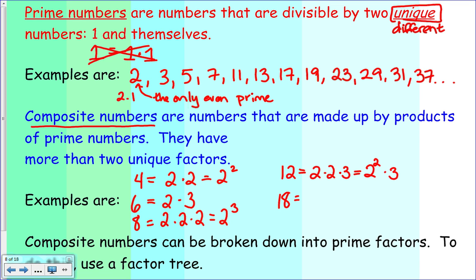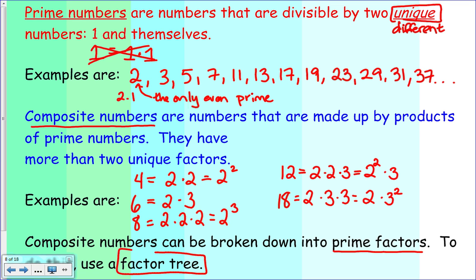Or if I took the number 18, 18 is 2 times 9, which makes it 2 times 3 times 3. We could also write that one with indices as 2 times 3 to the power of 2. So composite numbers can be broken down into what are called prime factors. And one way to do that is to use a factor tree.